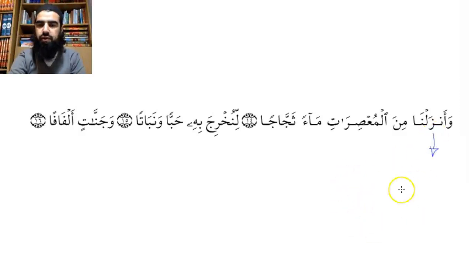So the first word we have over here is anzalna. The word anzalna means to send down. Anzalna, we sent down, and it's a past verb. So we have over here sent down, and we also have the word we. This is an indication towards Balagha itself, using a past tense, using we, magnificence, majesty as well.